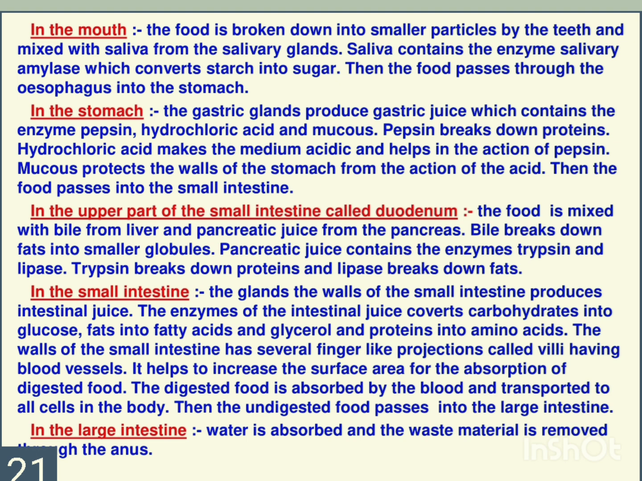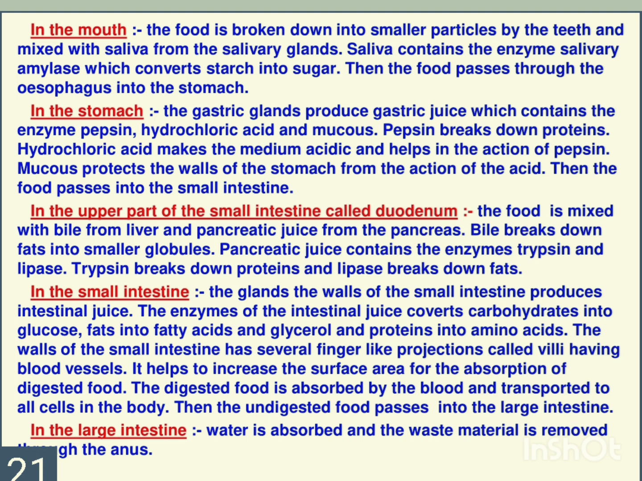So, bile juice, we already know what it does. It will break down fats into small globules. Pancreatic juice contains the enzymes trypsin and lipase. Trypsin breaks down proteins and lipase breaks down fats. In this way, the food is divided and broken down into small particles.